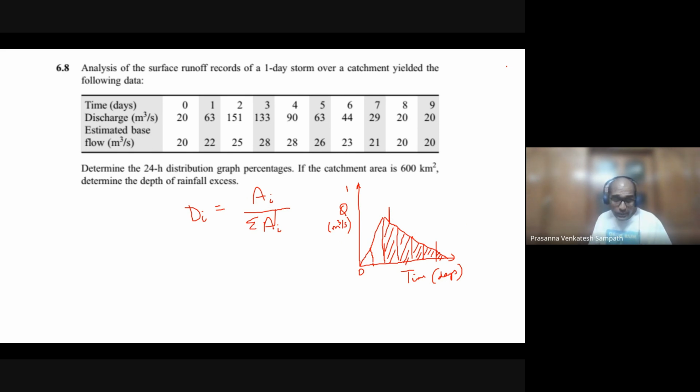Okay, so the 24-hour distribution graph percentage will be available by simply doing this. So it's not at all hard. It's a straightforward calculation. You just do this and you're done.